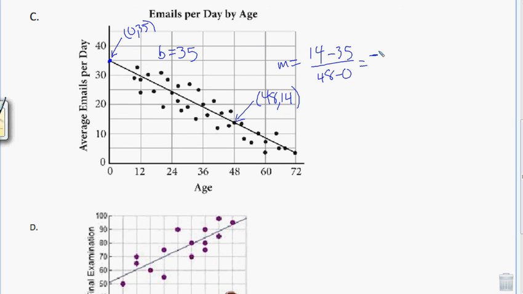This is going to be negative, what is it? 14 minus 35 is negative 21 over 48. I'm going to divide those. I'm assuming I'm going to have to round. So 21 divided by 48 on my calculator gives me 0.4375. So I am going to round. It's negative 0.44 about. Keep on rounding to the hundredths place. On your test, it will clearly tell you where to round. The equation will be y equals negative 0.44x plus 35.